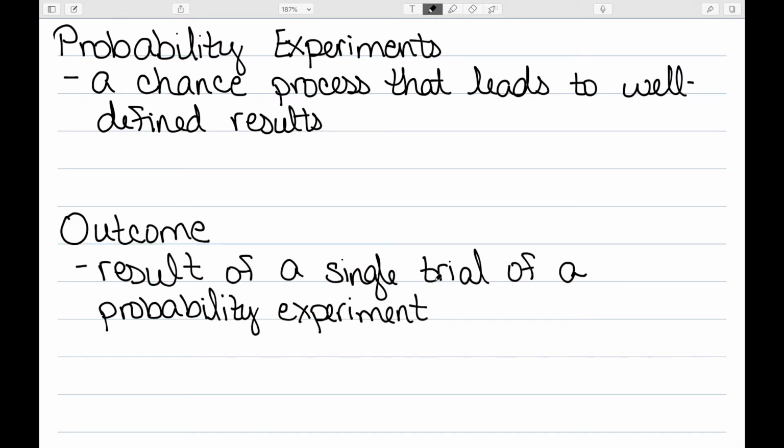An outcome is then the result of a single trial of a probability experiment. If our experiment is flipping a coin, then a possible outcome could include tails. If our experiment is rolling a die, an outcome would be rolling a 6. If our experiment was picking a card from a deck of cards, one possible outcome would be drawing a king.